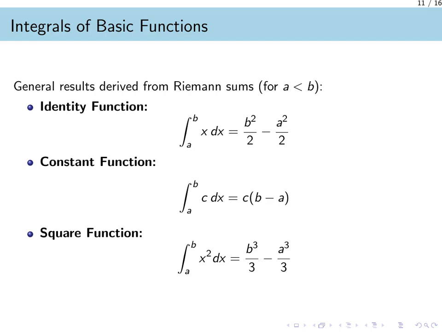For the square function x squared, the result is b cubed over 3 minus a cubed over 3. These basic results act as building blocks for integrating more complex polynomial functions.